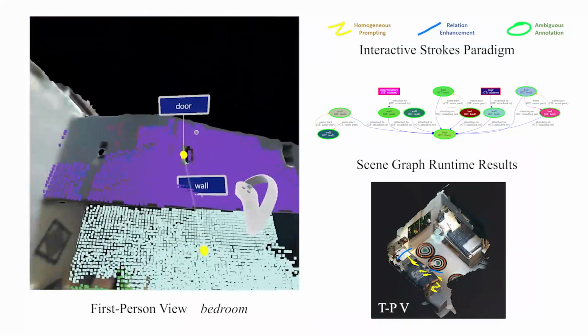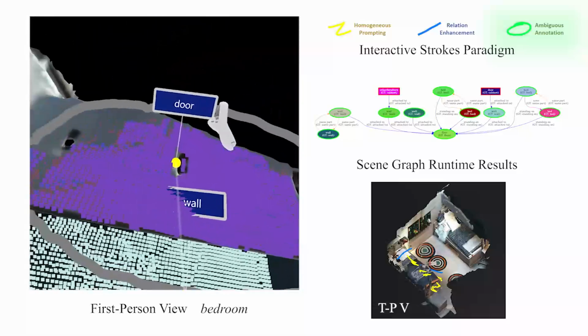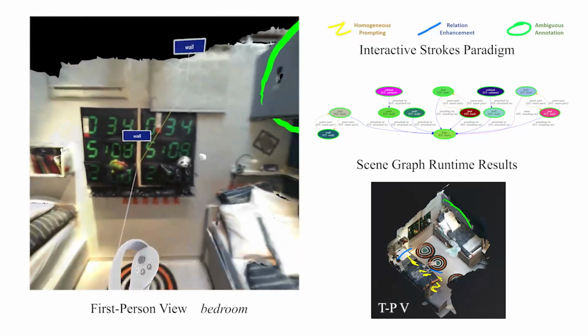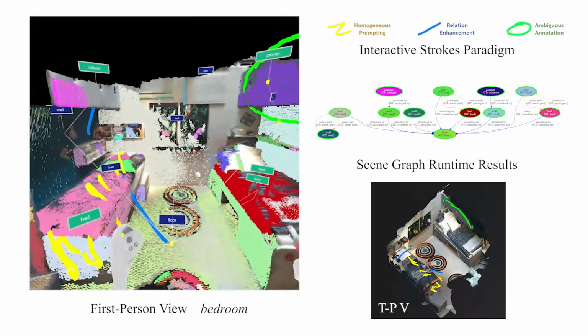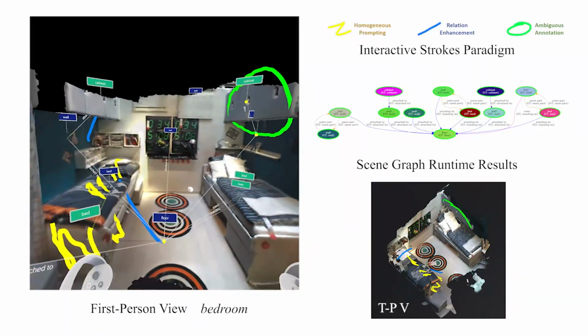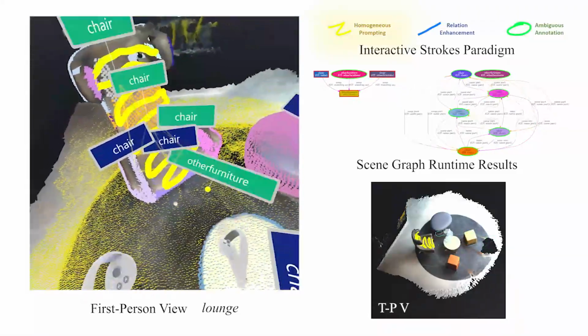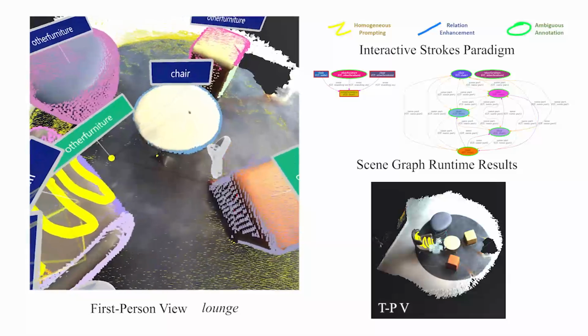Ambiguous annotation strokes allow users to hint at mislabeled or ambiguous node semantics. They enable users to make local corrections that generalize to similar structures across the scene. These interactions are lightweight, spatially grounded, and leverage XR's natural support for intuitive interaction.